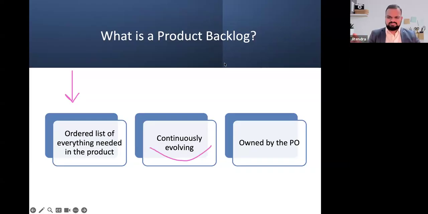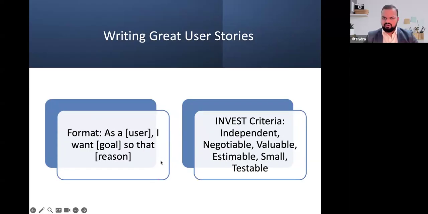And the same thing is in the name: product backlog. Backlog is what? A to-do list. A to-do list for what? The product. So this product backlog is something which is owned by you. You as the PO, the product owner. What you're going to do, what you're going to own here.